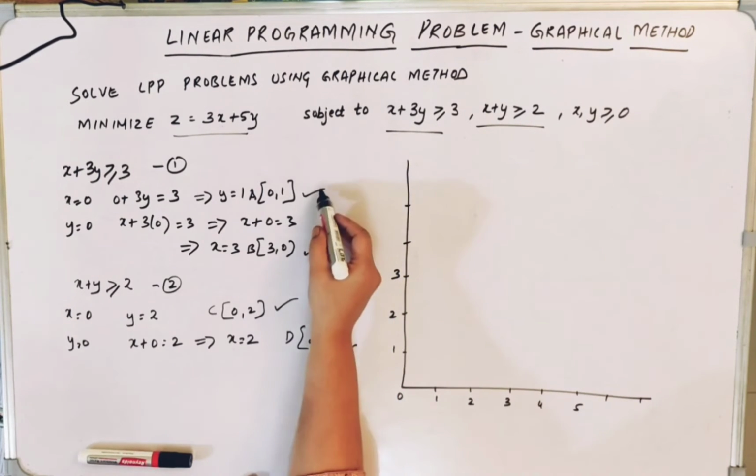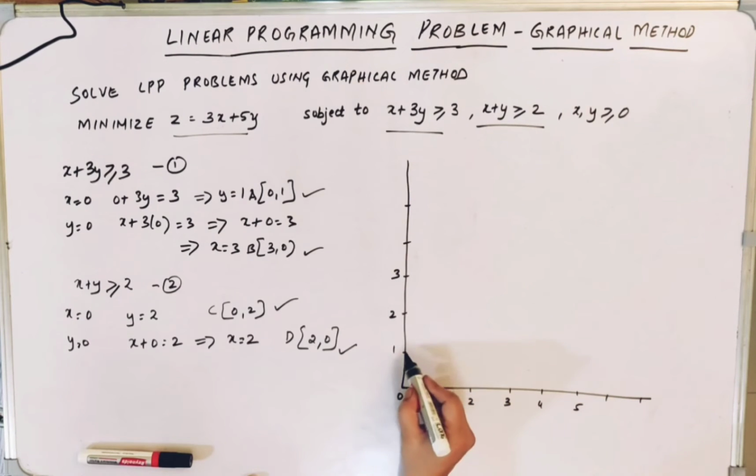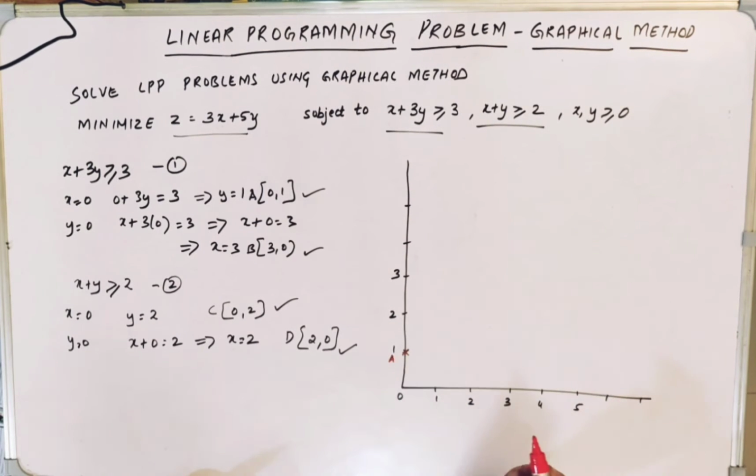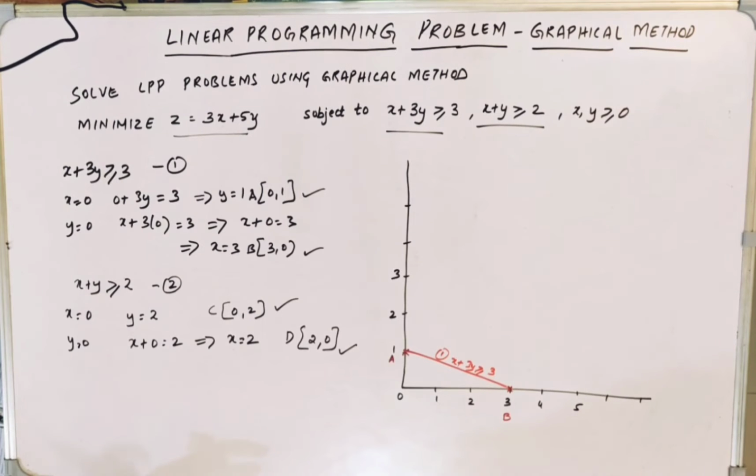So let's take the first point, A, which is 0, 1. 0 on the x-axis, 1 on the y-axis. So this is our first point, A. And our second point is B, which is 3, 0. 3 on the x-axis and 0 on the y-axis. So this is B. Now let's join these points. So we get constraint 1, which is x plus 3y greater than or equal to 3.